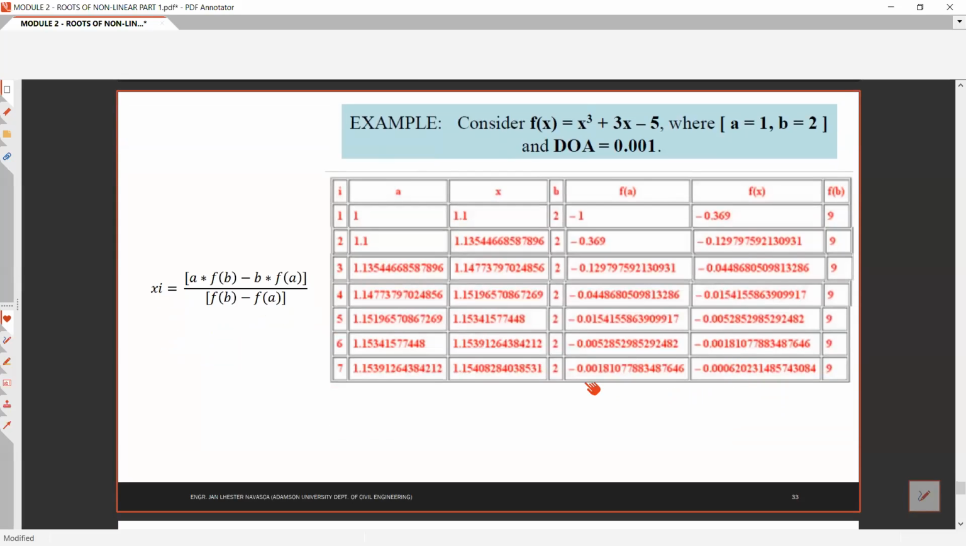Okay? Therefore, we will choose 1.154 for the roots. Okay? Therefore, roots. Because, makita nyo dito, because absolute value of 0.0006, yan, negative 0.0006 is less than 0.001. Okay. Any questions?